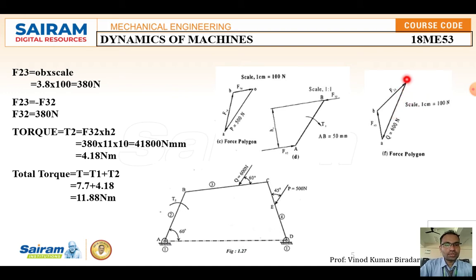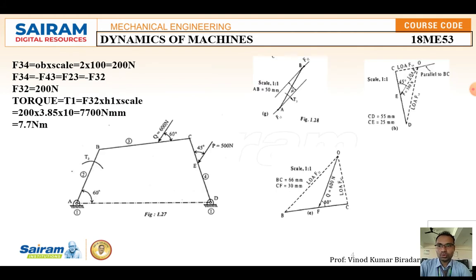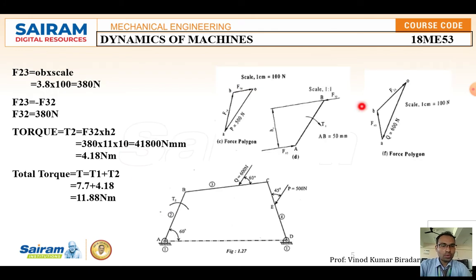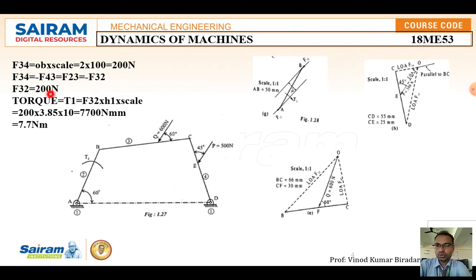After constructing this, to draw the 600 Newton you have to assume a suitable scale: 1 centimeter is equal to 100 Newton. Dividing, you get 6 centimeter. Draw 6 centimeter and transfer the other 2 forces on this. So now how to calculate this? OB is this length. If you measure this OB, you are going to get some value.